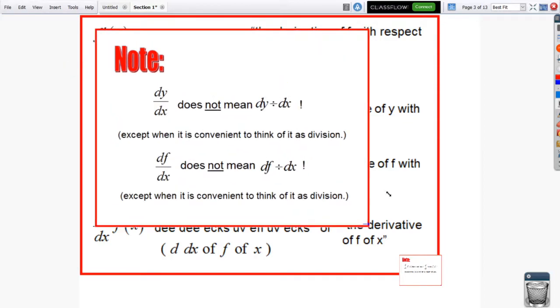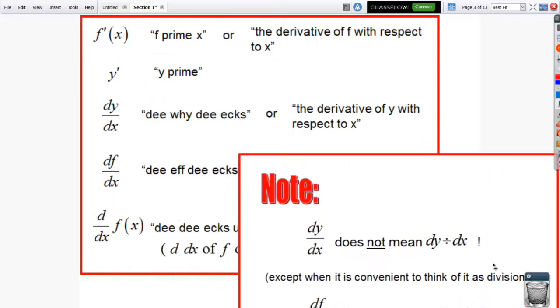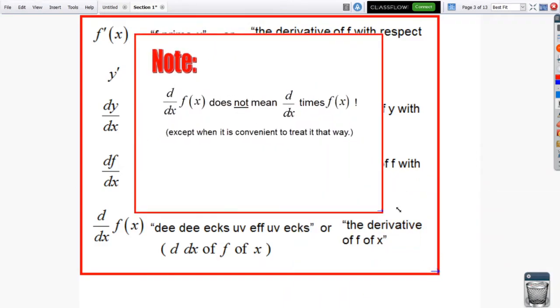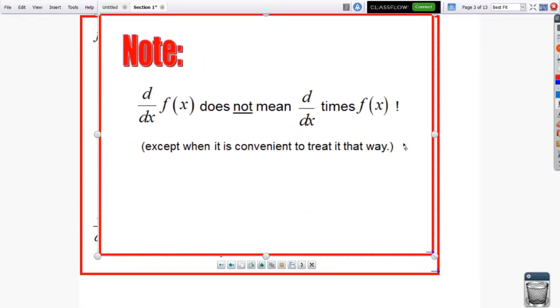Another caution we have here, dy dx does not mean dy divided by dx, except when it's convenient to think of it as division. df dx does not mean df divided by dx, except when it's convenient to think of it as division. And a final caution that I have for you guys, and then I'm going to show you why we use d dx, why Leibniz decided on this, because it's really quite brilliant. So note, d dx of f of x does not mean d dx times f of x, except when it's convenient for us to treat it that way. It means apply the operation of differentiation to f of x.